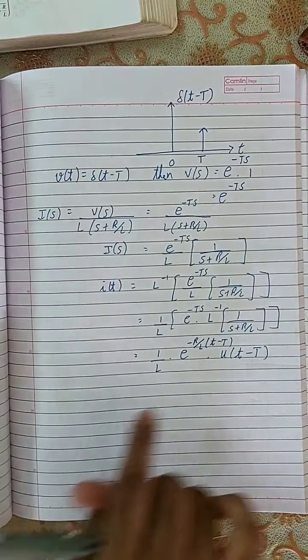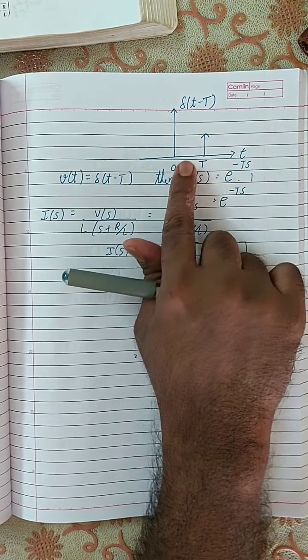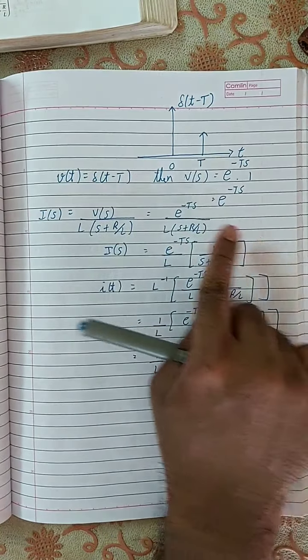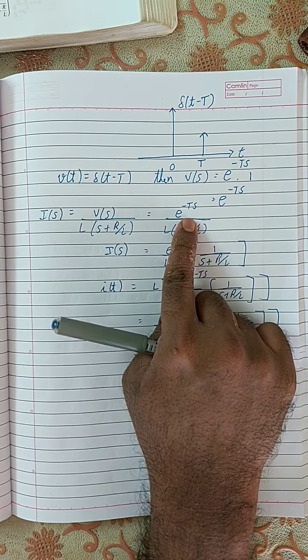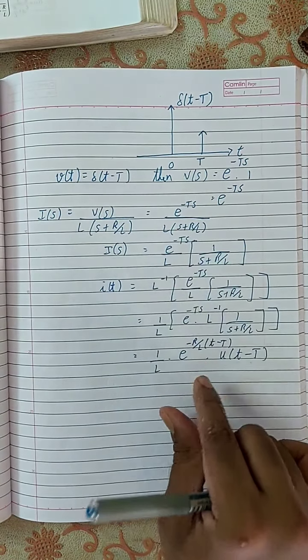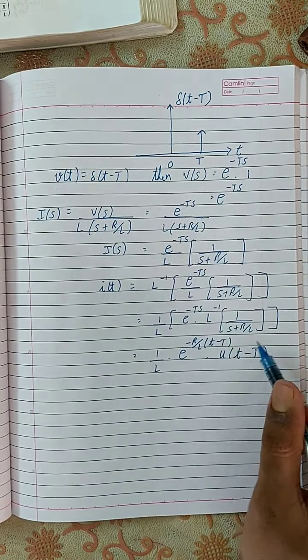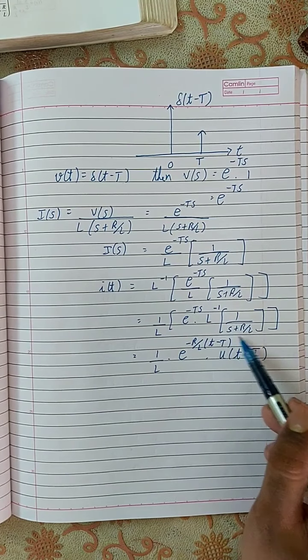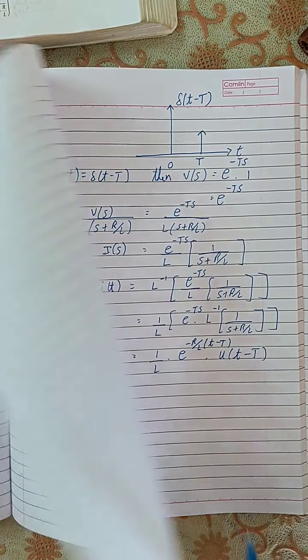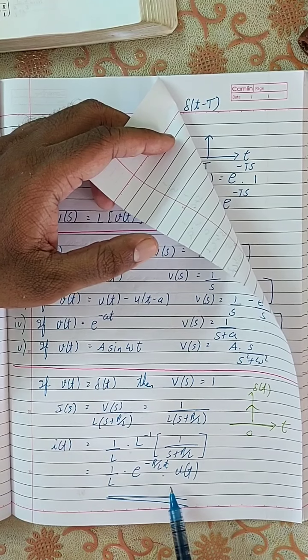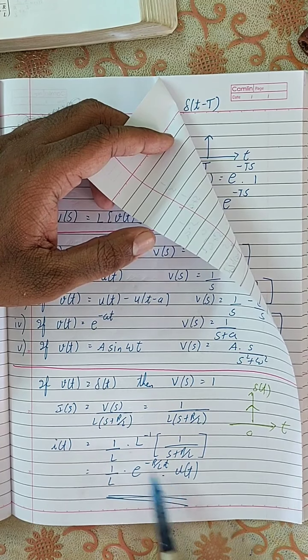Now look over here. This time it is being shifted. Since it is shifted, the answer you get is multiplied with the exponential function. You keep the exponential where it is, and as usual you simply find the Laplace inverse of this. When you find the Laplace inverse of this, you will get this. Then you apply the time shifting property to this.